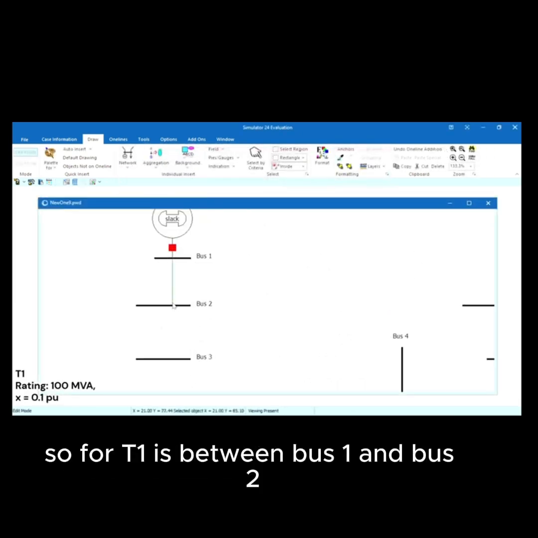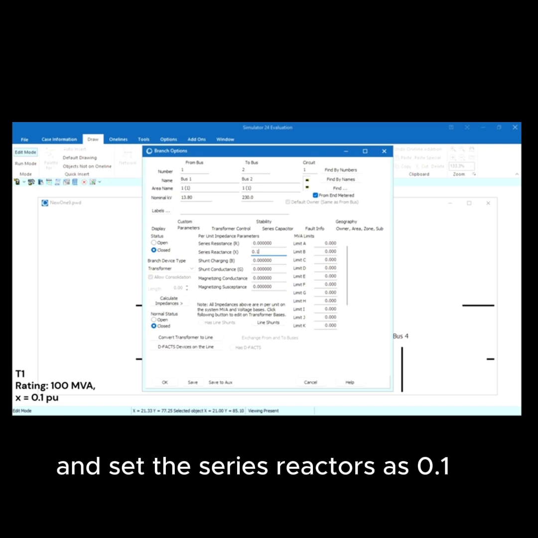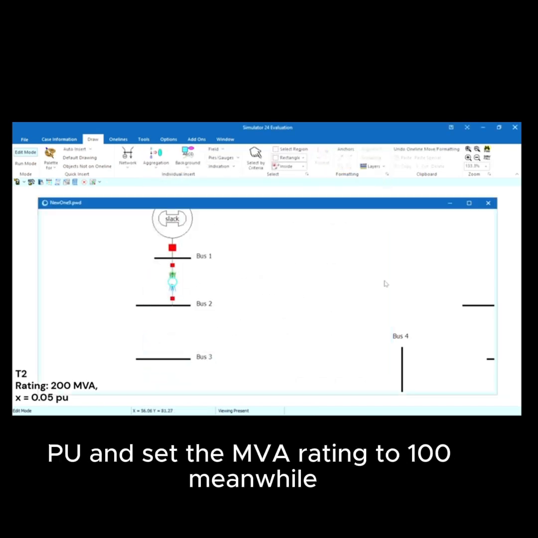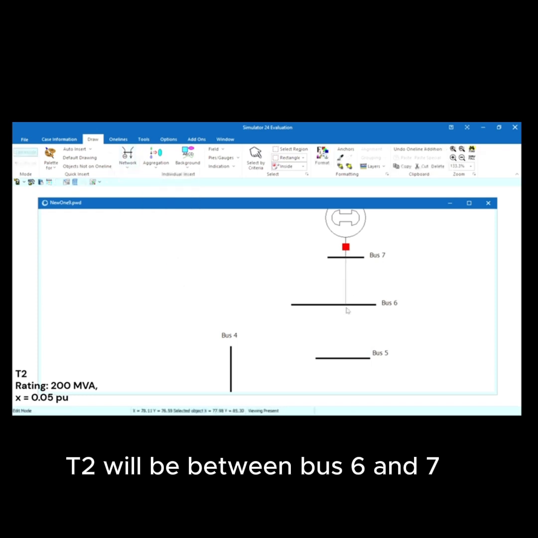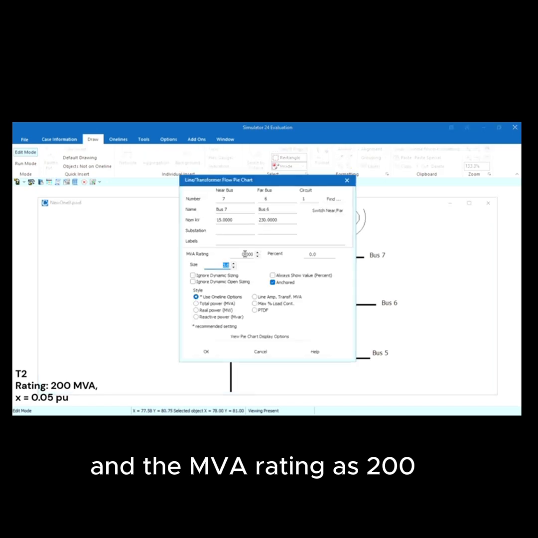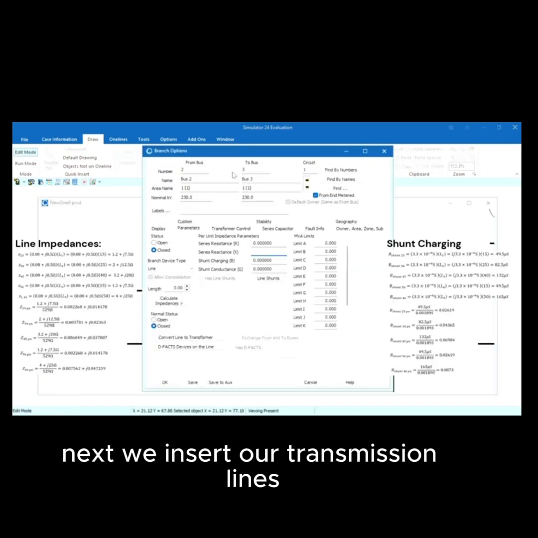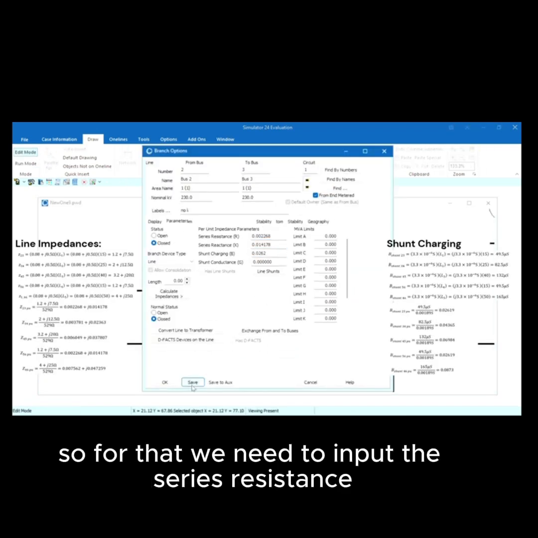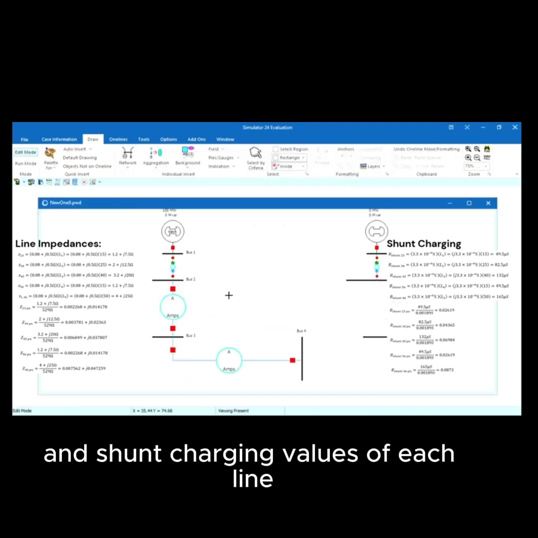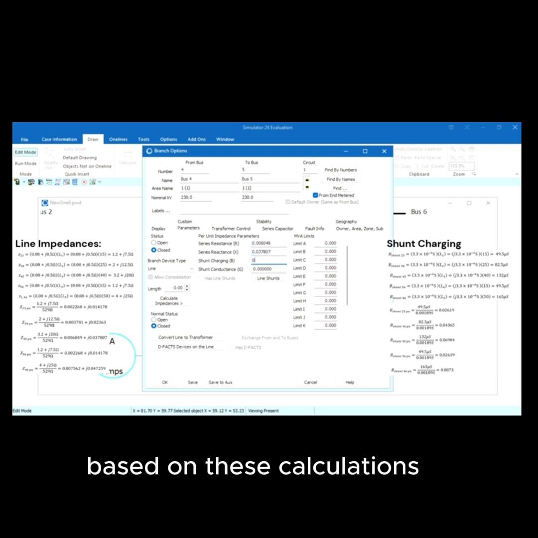So T1 is between bus 1 and bus 2, and we set the series reactance as 0.1 pu and the MVA rating to 100. Meanwhile, T2 will be between bus 6 and 7, the series reactance will be 0.05 pu and the MVA rating as 200. Next, we insert our transmission lines. For that, we need to input the series resistance, series reactance, and shunt charging values of each line based on these calculations.